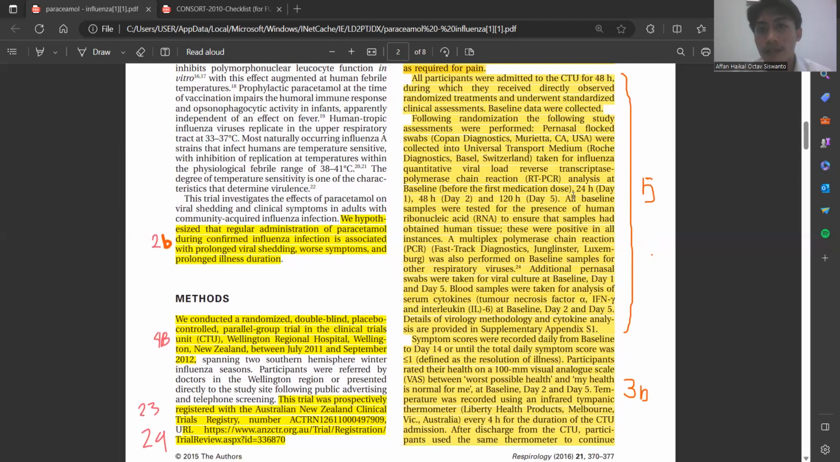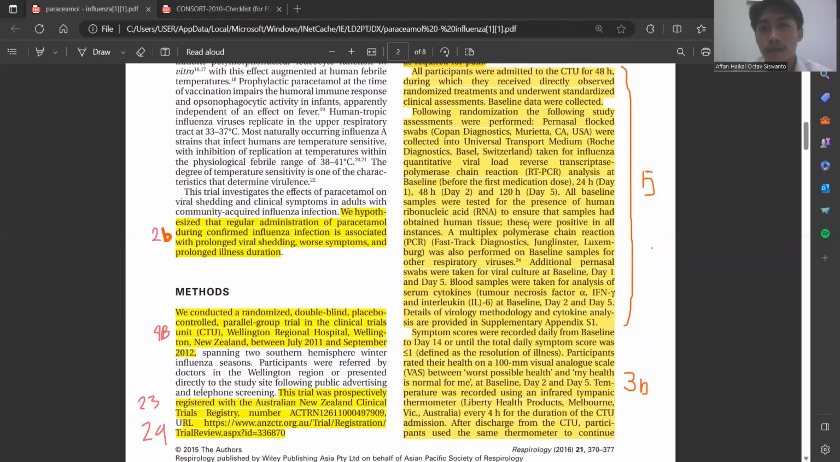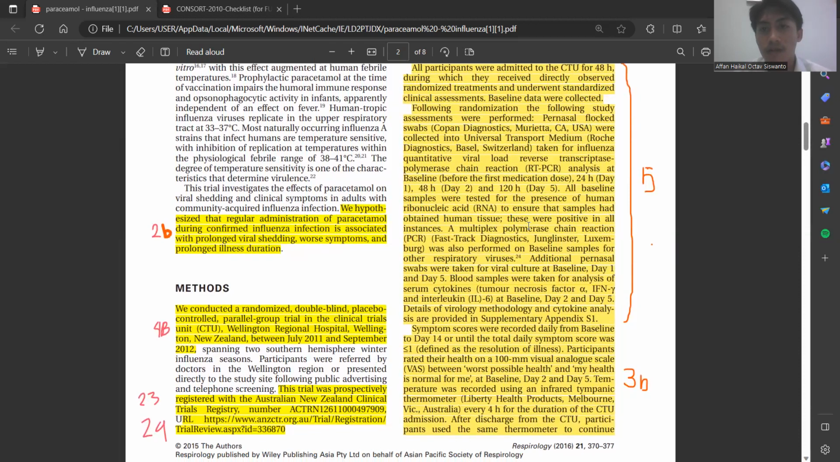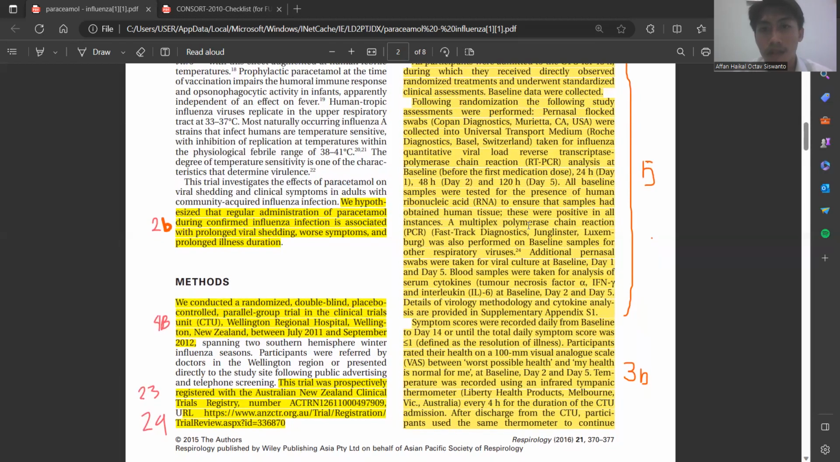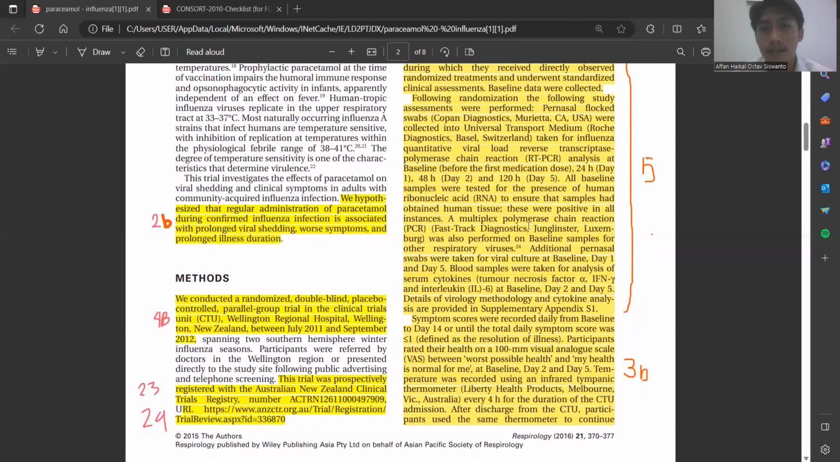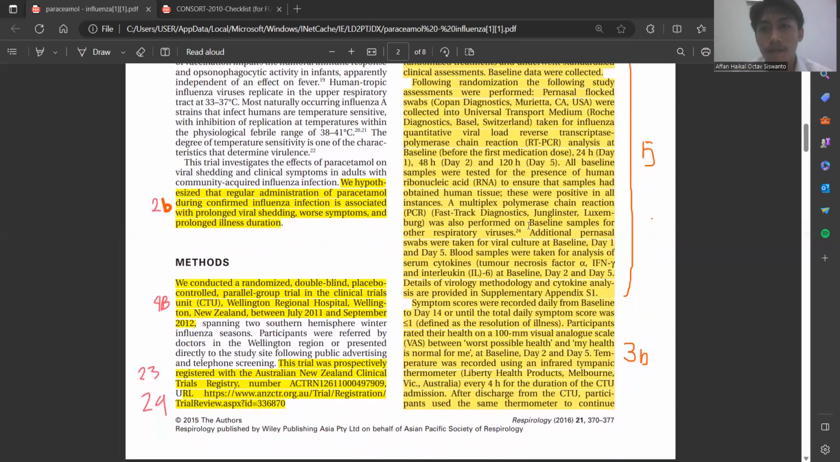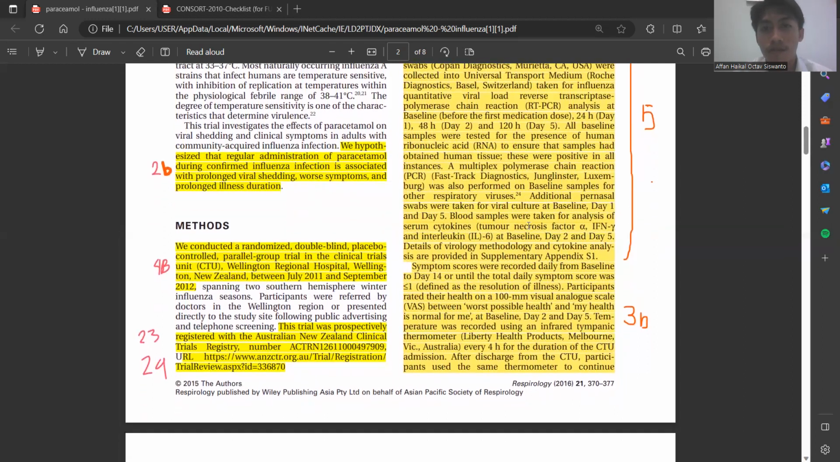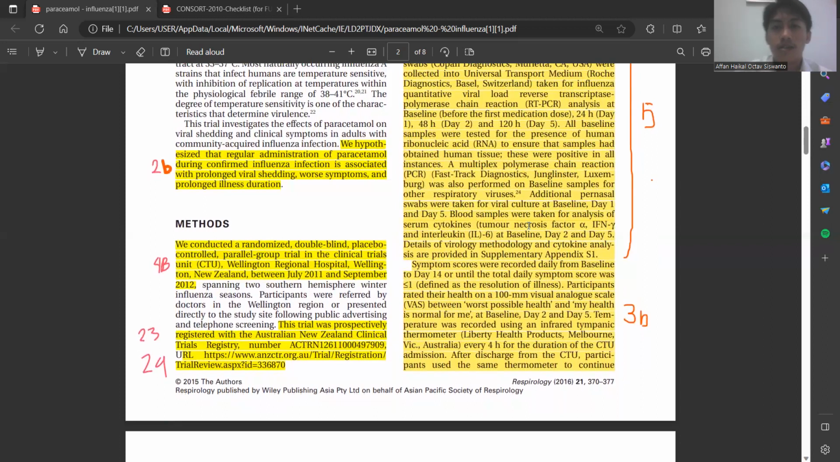Following randomization, the following study assessments were performed. Nasal fluid swabs were collected into universal transport medium, taken for influenza quantitative viral load reverse transcriptase polymerase chain reaction analysis at baseline, 24 hours for day 1, 48 hours for day 2, and 120 hours for day 5. All baseline samples were tested for the presence of human ribonucleic acid to ensure that samples had obtained human tissue. These were positive in all instances.